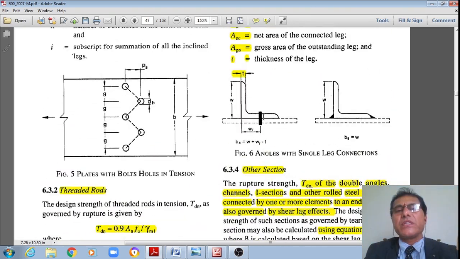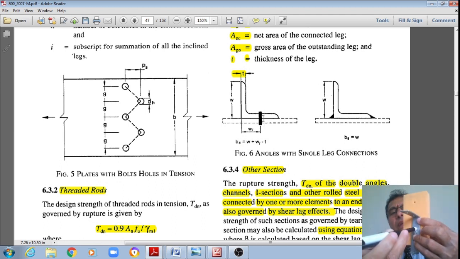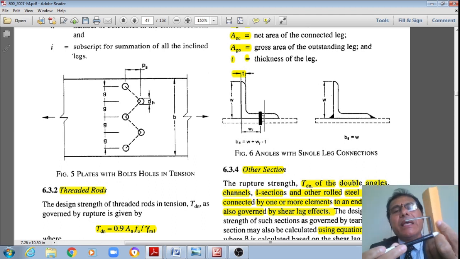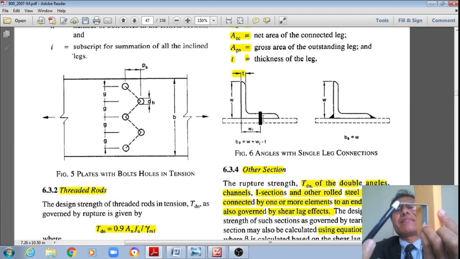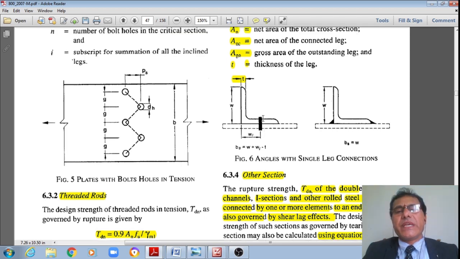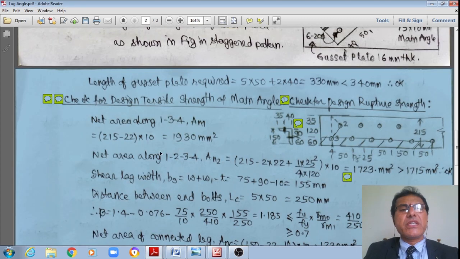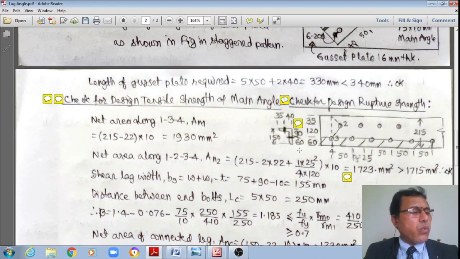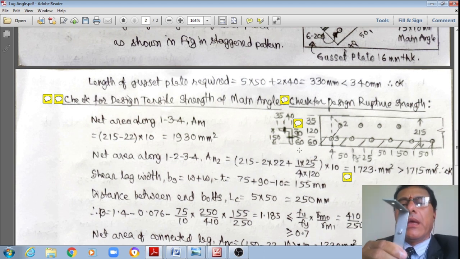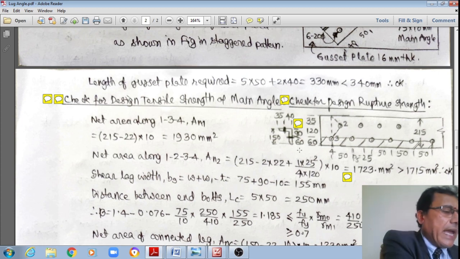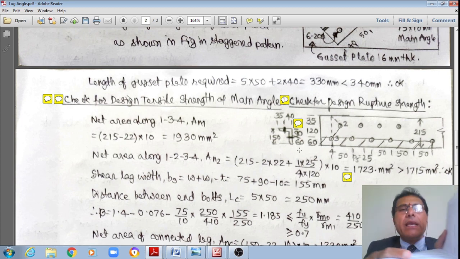Now we'll see this. If it is connected by one bolt here, this distance is nothing but w1 plus w minus the thickness. That is how the Codal specification is if it is connected by means of bolts. Now once we see this Codal specification, student, I'm going to open up this angle, like an angle opened out, just an angle.